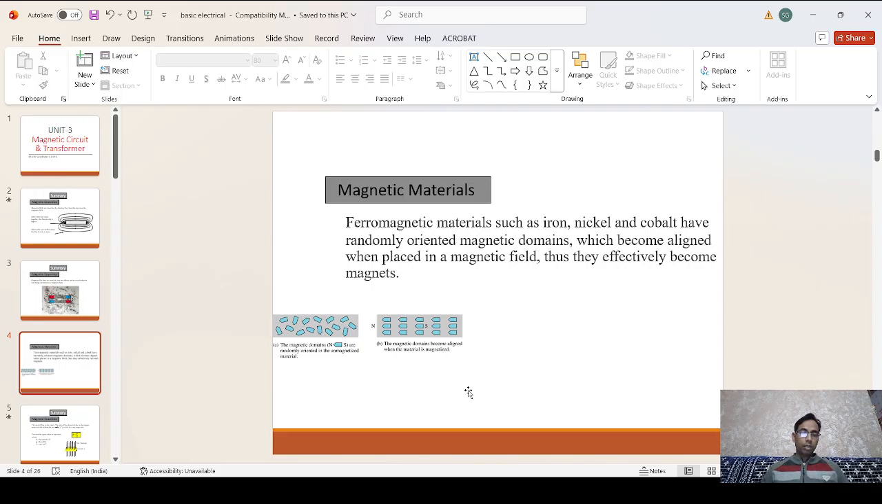Okay, so basically the material is ferromagnetic, it is a soft material that is easily magnetized. Materials such as iron, nickel and cobalt have randomly oriented magnetic domains which become aligned when placed in a magnetic field. Thus they effectively become magnets.